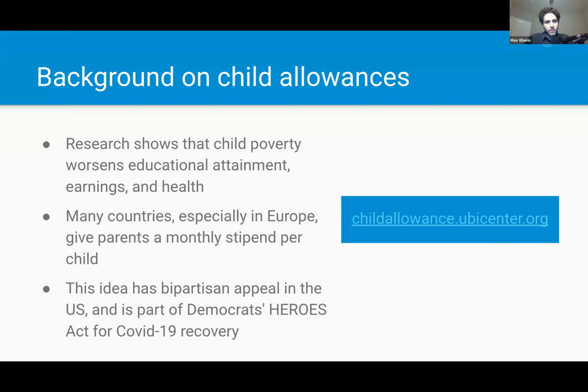So first on child allowances, I think the background here that's pretty important is that research has been very consistent, showing that child poverty has really deleterious effects on a variety of outcomes: educational attainment, lifetime earnings, health, even child mortality, as well as long-term life expectancy. So a lot of countries, especially in Europe, have enacted a child allowance. For example, Finland and Ireland give every parent a monthly stipend for every child that they have. And it has bipartisan appeal in the US because on the conservative side, they like the family focus. On the liberal side, it's more about reducing child poverty. And it's been a part of the Democrats' HEROES Act, which is the round 2 version of the COVID-19 recovery after the CARES Act.